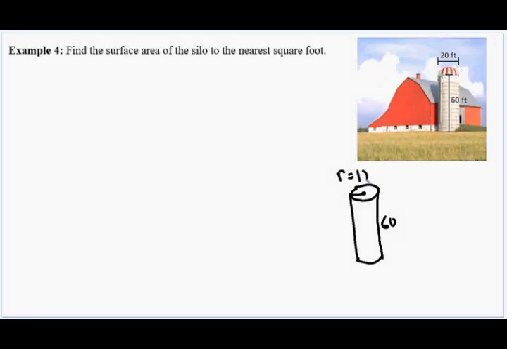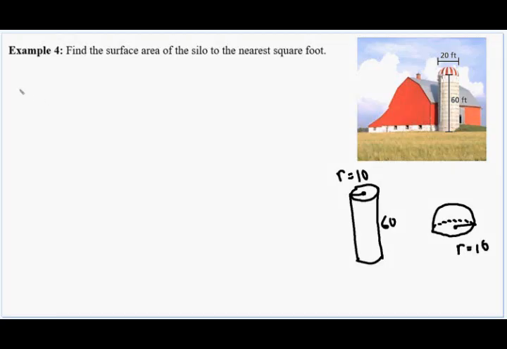So the radius will equal 10. And then sitting on top of that Pringles can is our hemisphere for the top of the silo. Again, that will be the same radius, r equals 10. When we are determining the surface area, the bottom of our hemisphere, this red circle that I'm coloring in right now, is going to land on top of our cylinder, the blue circle. So we don't need to count the top and the bottom of our cylinder, and we don't need to count the bottom of our hemisphere.